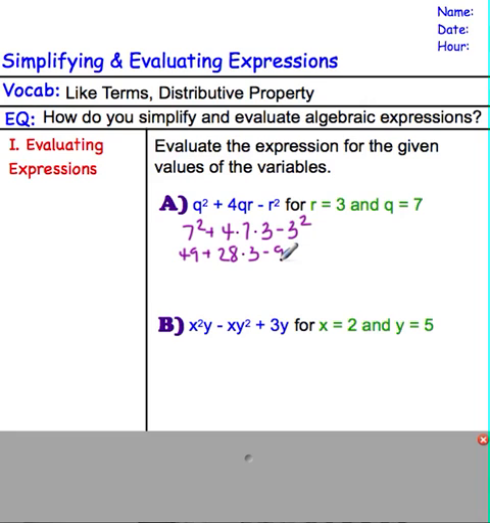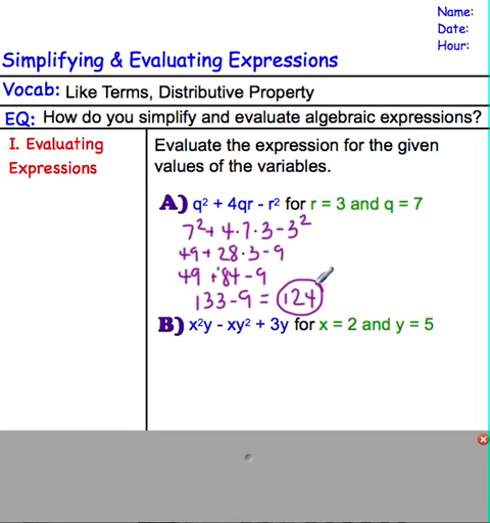28 times 3, well, I know 20 times 3 is 60, and 8 times 3 is 24, so that gives me 84, and so I've got 49 plus 84 minus 9. 49 plus 84, 9 plus 4 is 13, we'll carry our 1, 8 plus 1 is 9, plus 4 is 13, so we have 133 minus 9, and when I subtract that, I like to subtract 10 and add 1, so that gives me 124.